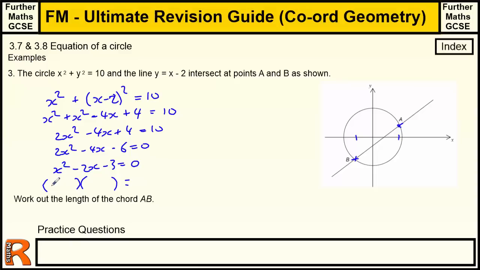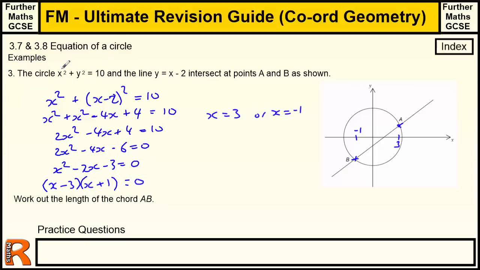Can we factorise this simply? So we've got 3 and 1, it looks okay. So we have minus 3 and plus 1. That gives us minus 3x, and plus x is minus 2x, and minus 3, that's right. So x equals 3, or x equals minus 1. So this is minus 1, this is 3. And then we just got to work out the y values for that.